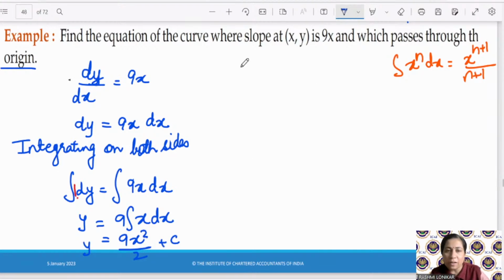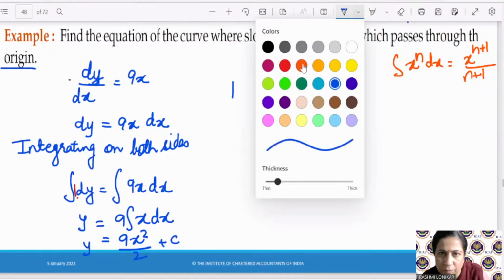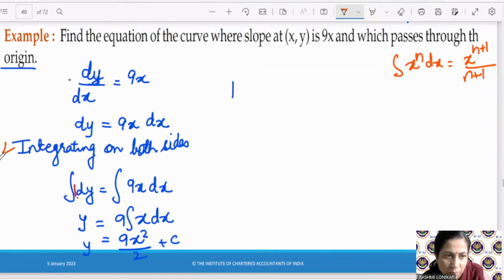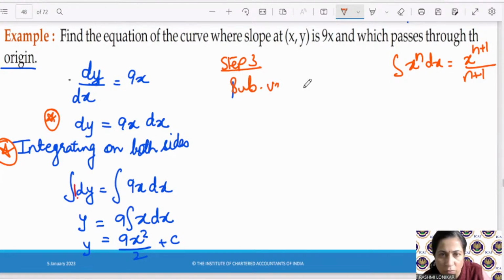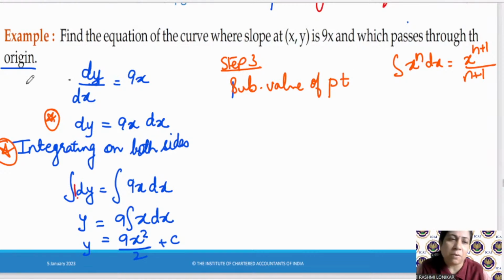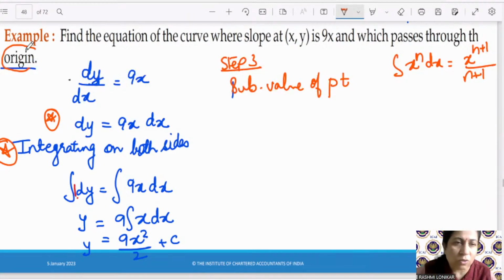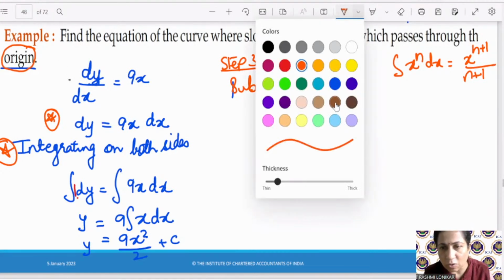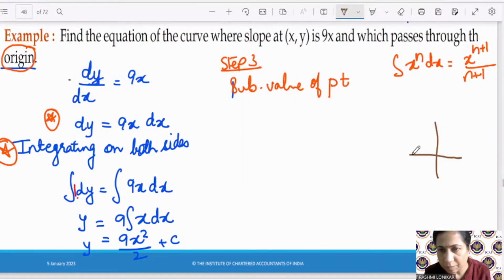Now, this is important. Now the step 3 is substitute value of point given. Now here directly I can't see any point, but this is very important. It passes through the origin. That is this line that I'm trying to draw is passing through the origin.